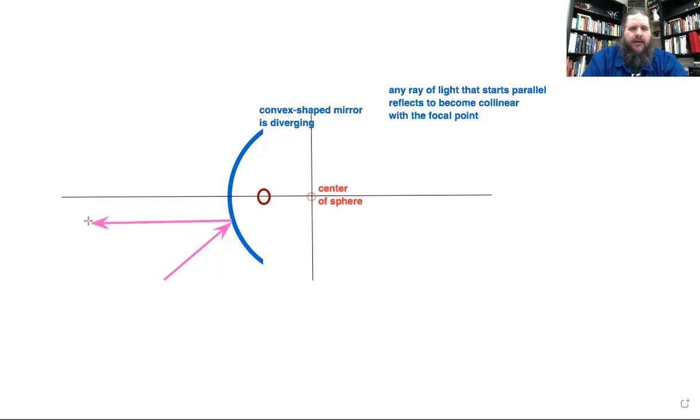And this is what I mean by reversible. Any path light can travel can be traveled in either direction. So a ray of light that starts off parallel bounces off to become collinear with the focal point. But also in reverse, any ray of light that starts off collinear with the focal point is going to bounce off to become parallel. So this is true in both directions. Any ray of light that starts collinear with the focal point is going to bounce off or reflect to become parallel to the optical axis.